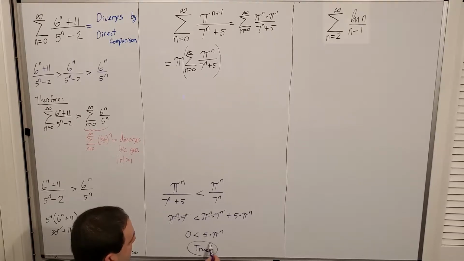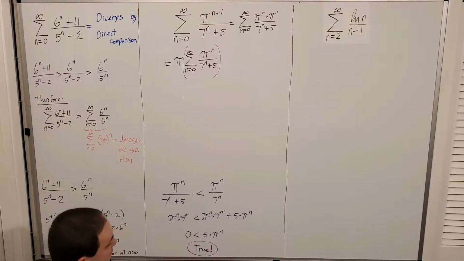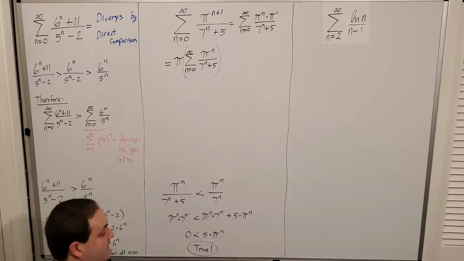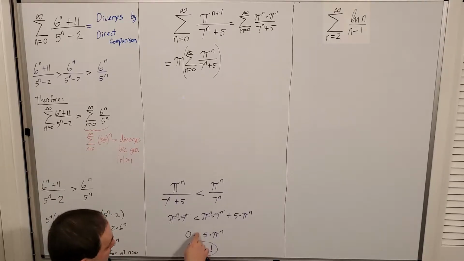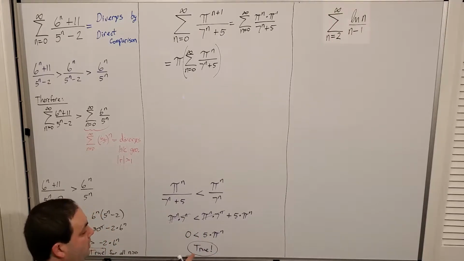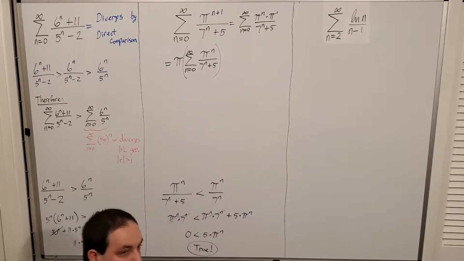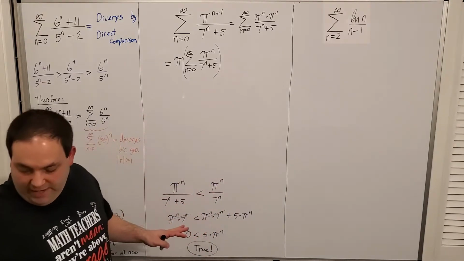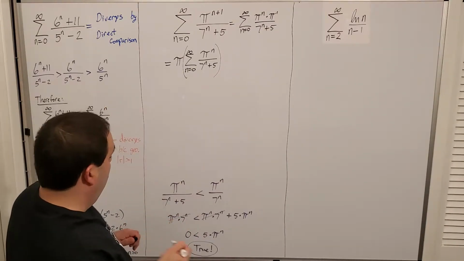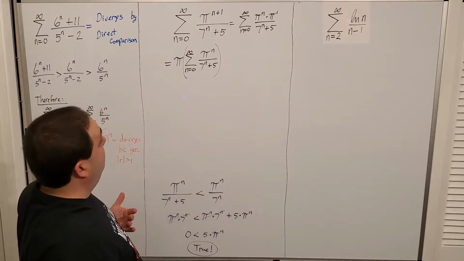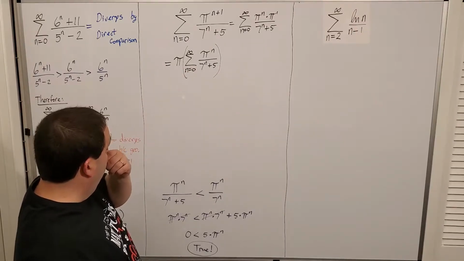This is 100% true, because 5 times pi to the n is a guaranteed positive number. It's never going to be 0, and that's definitely greater than 0. A positive number is always greater than 0. So this comparison is 100% true for every value of n, that's 0 and on up, for every value of n that we care about.